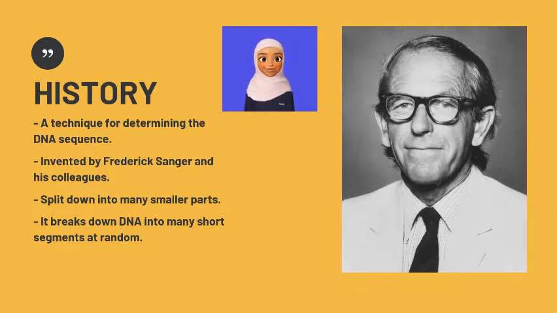Shotgun sequencing originally comes from the idea that a huge sequence is split down into many smaller parts, almost like a shotgun shell does when fired. It breaks down DNA into many short segments at random, which are then sequenced using the chain termination method to generate reads. Performing repeated rounds of this fragmentation and sequencing yields multiple overlapping readings for the target DNA. The overlapping ends of individual reads are then used by a computer system to combine them into a continuous sequence.